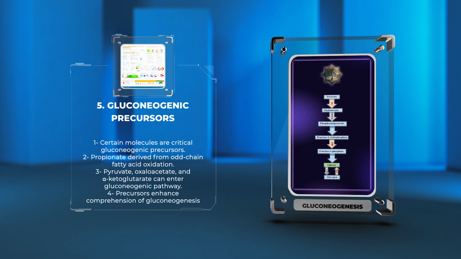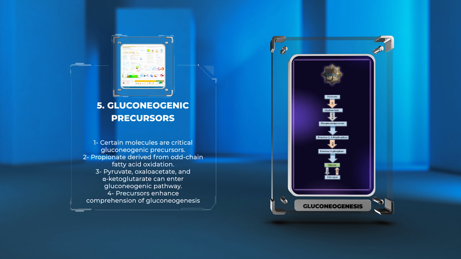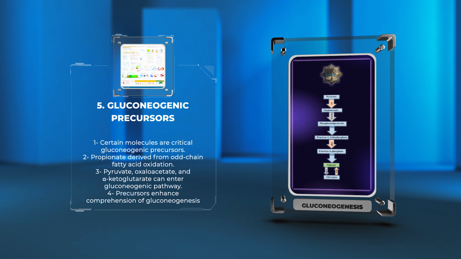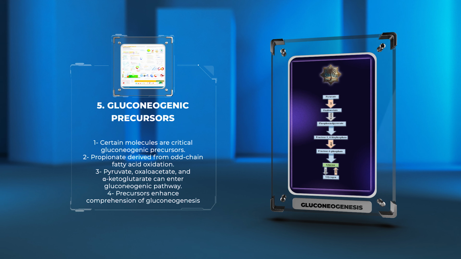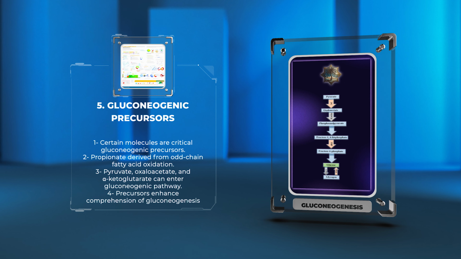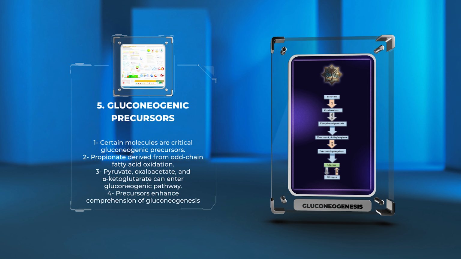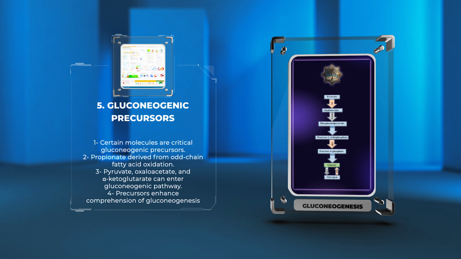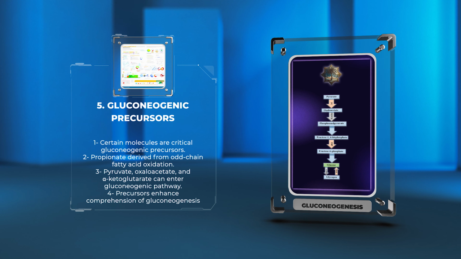Propionate, a metabolite derived from odd-chain fatty acid oxidation, is one such example. Moreover, other compounds, including pyruvate, oxaloacetate, and alpha-ketoglutarate, can enter the gluconeogenic pathway via anaplerotic reactions. Understanding the contribution of these precursors enhances our comprehension of the intricacies involved in gluconeogenesis.